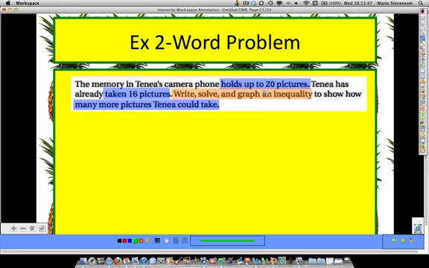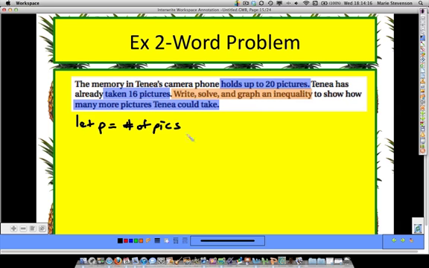Alright, so we're talking about pictures. So let P equal the number of pictures. Now, we know she's already taken 16, right? Some of you are already figuring out, oh, she only has 4 pictures left. Well, technically that's true, but there are actually other answers, not just that. Here's what we have to do. We have to write the inequality.